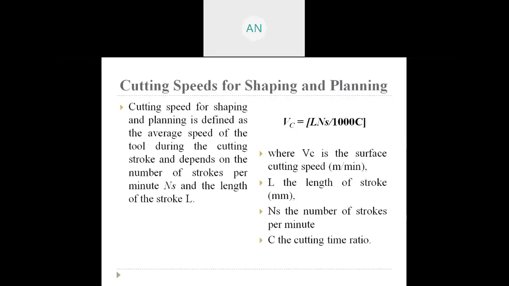So 10:5 totals 15. Out of 15 minutes, 10 minutes go to my cutting stroke. When you cancel this, what will happen? It is going to be 1:1.5. So the ratio functions like that.